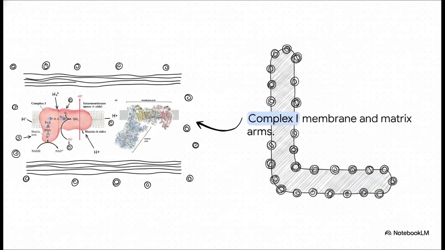Complex I, officially known as NADH ubiquinone oxidoreductase, is an absolute giant. It's this massive L-shaped structure made up of 42 distinct subunits. Look at the clear structural division here. The horizontal membrane arm is deeply embedded in the lipid bilayer. That's the part responsible for the actual physical pumping of protons. Then you have the vertical matrix arm protruding straight down into the aqueous matrix. This matrix arm is exactly where our NADH docks to begin the entire sequence.